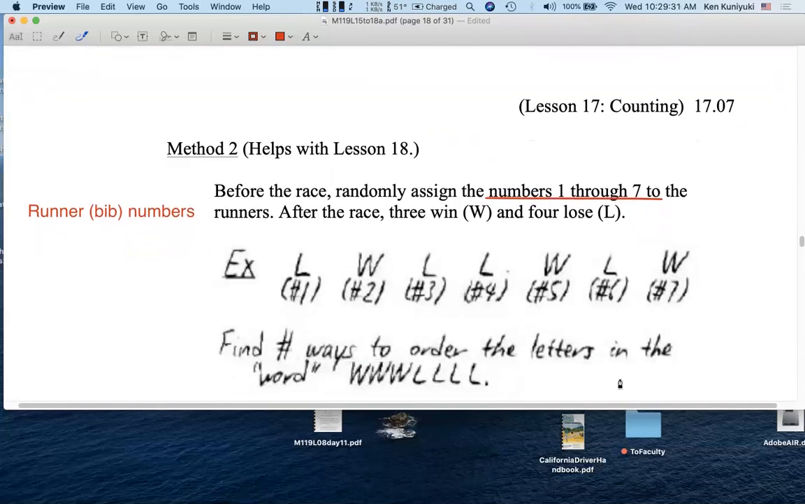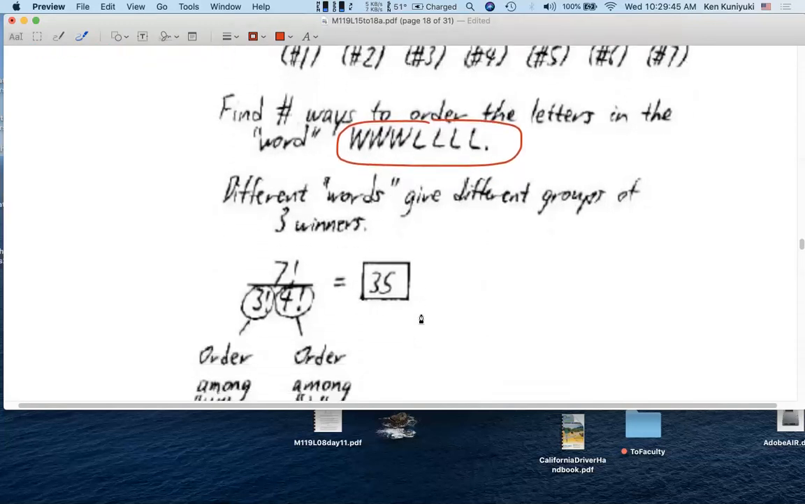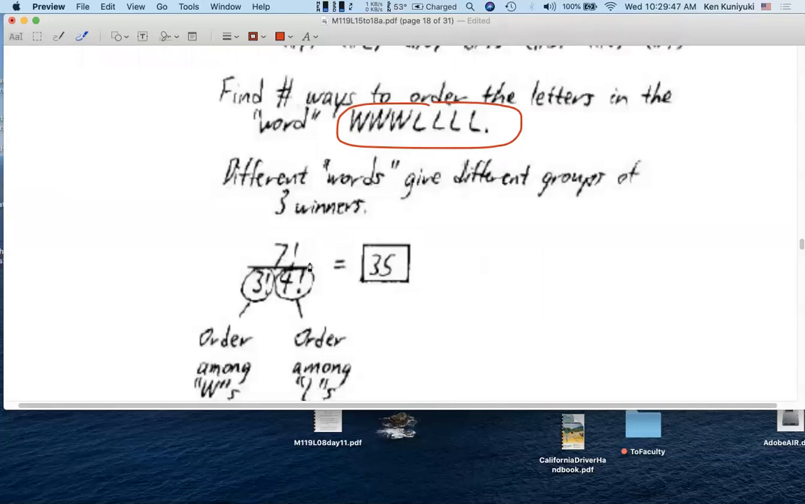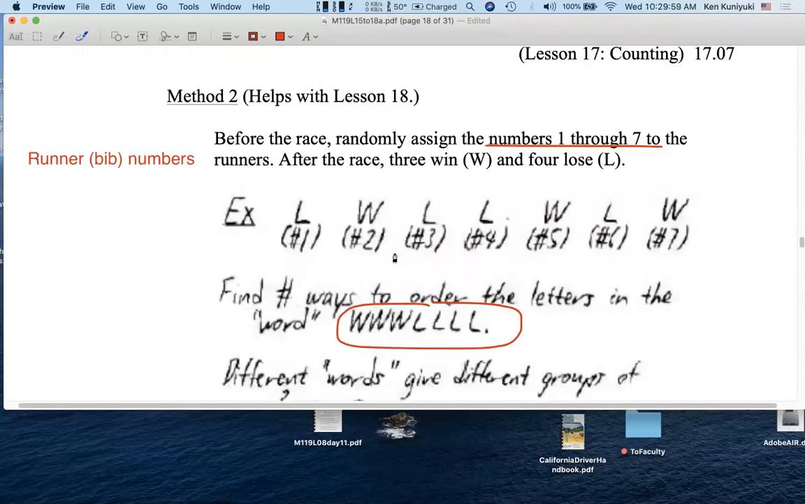Here's another way of looking at 7C3. 7 choose 3. It's the number of ways of ordering or permuting this word, this fake word, WWWLLLL. How many ways are there to order this word? We take 7 factorial. We don't care about the order among the W's, so we divide by 3 factorial. We don't care about the order among the L's, so we divide by 4 factorial. Again, the answer is 35. That's another way of looking at this problem.